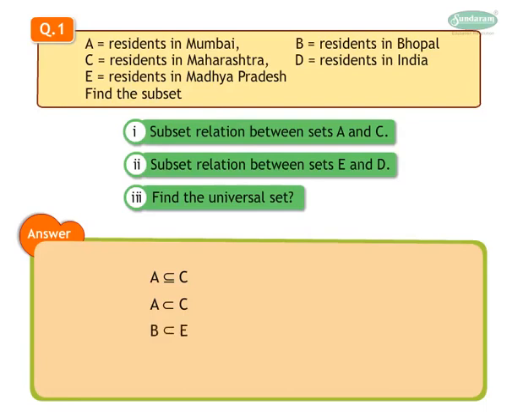Similarly, set B is a proper subset of set E. Now, which set is the universal set with respect to A, B, C and E? Definitely set D, which contains all the residents in India. Since set A, set C, set B and set E are proper subsets of set D, D is a universal set.